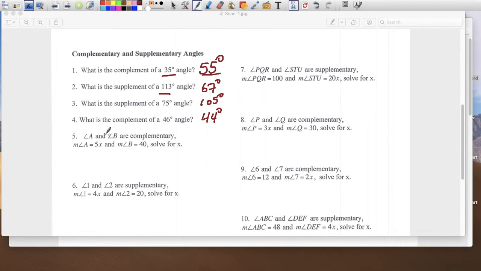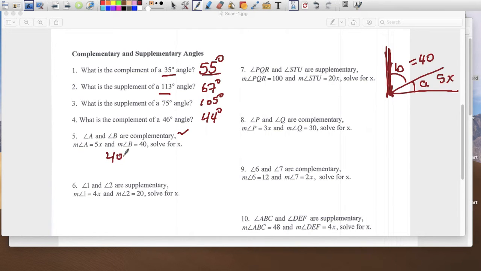So over here, angle A and angle B are complementary. So again, I'm going to draw a picture. So this is a 90-degree angle. And again, let me call this angle A, and that's 5x. And angle B equals 40. Now, it says solve for x. What do I know about these two angles? The relationship given to us is complementary. So I know that if I add this angle plus this angle, it gives me 90.